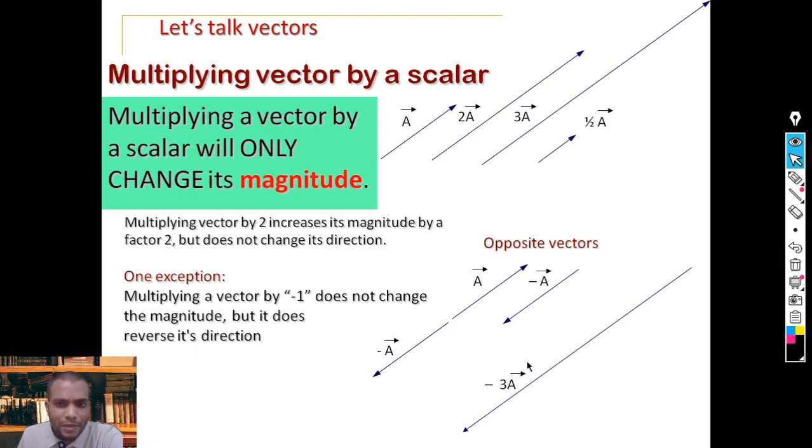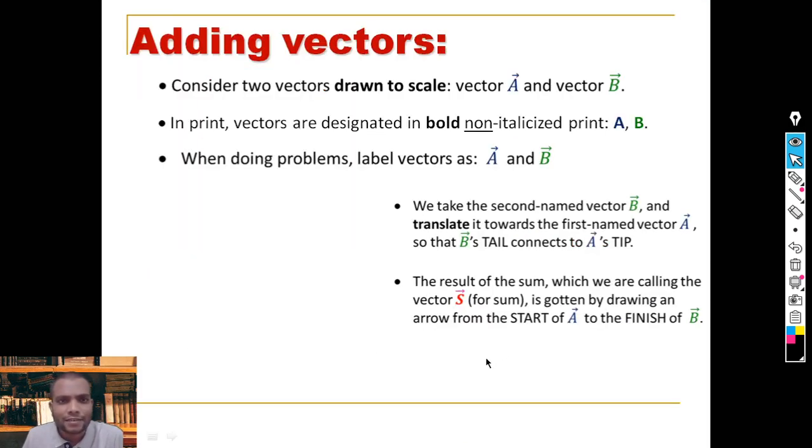So likewise, if we multiply by a negative number with a larger magnitude, the length of the vector increases but the direction also changes. So this is how positive and negative scalars change a vector's direction when you multiply a vector by a scalar.